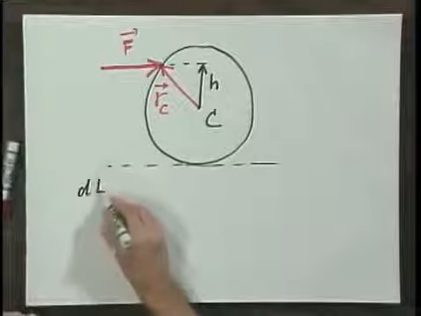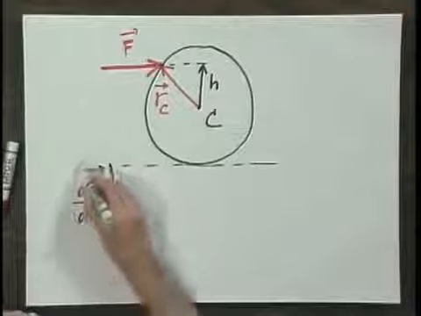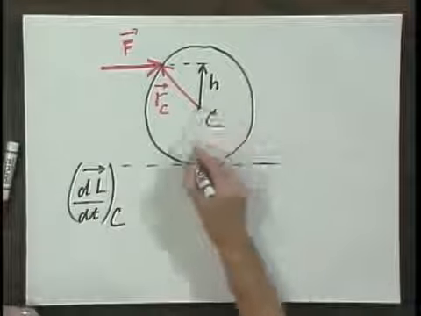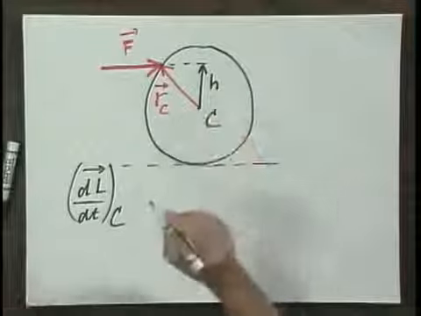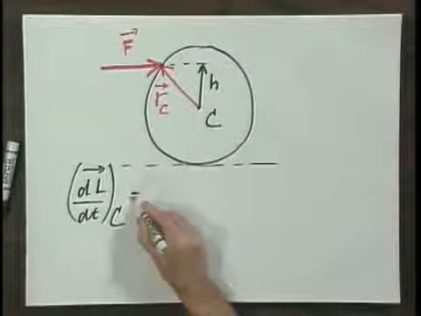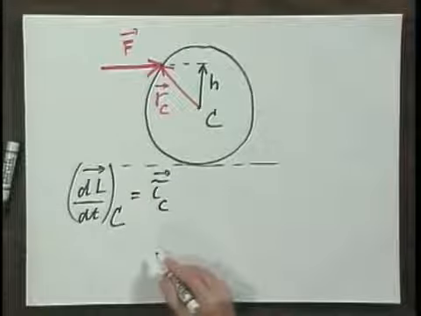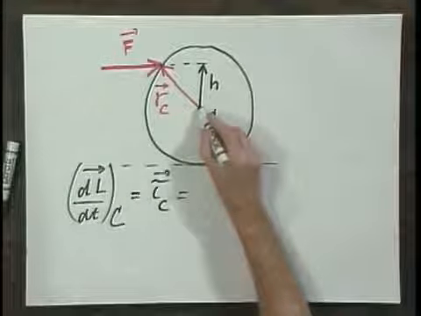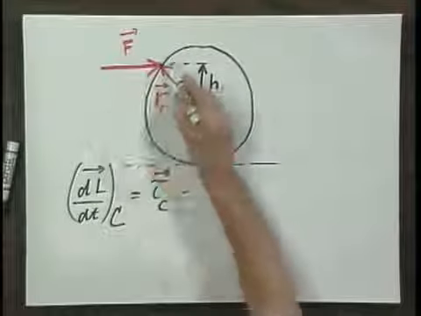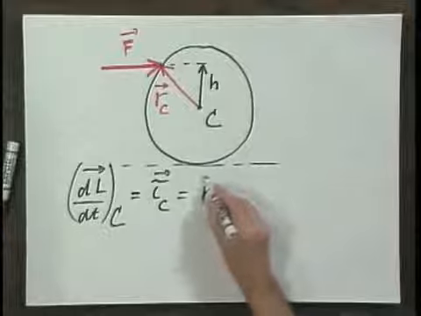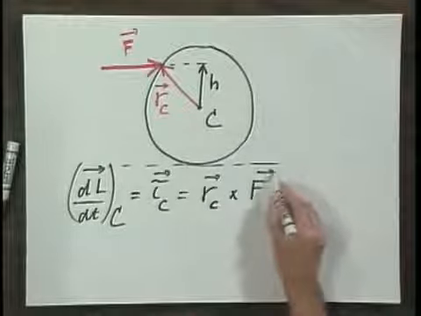So recall that dL/dt, and I now have to choose point C because I have to calculate the angular momentum of rotation about the center of mass, that equals the torque relative to point C. And the torque relative to point C is the cross product between the position vector and the force. So that is R of C cross F.